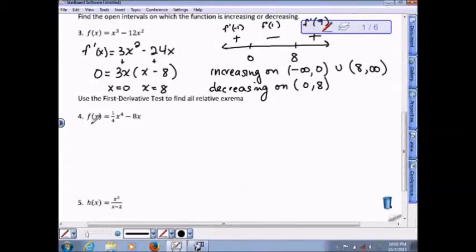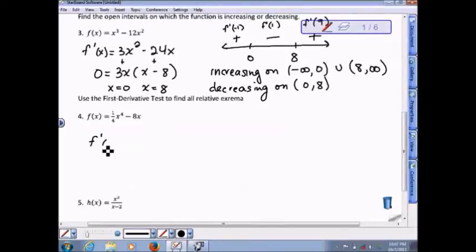Questions 4 and 5 actually come from 3.2. I've mislabeled the review. These two are from 3.2, the first derivative test to find relative extrema. This is where the graph has a relative minimum or a maximum. We find the first derivative, set it equal to 0 to find critical values, and then decide using the first derivative test whether or not they're relative minimums or relative maximums.